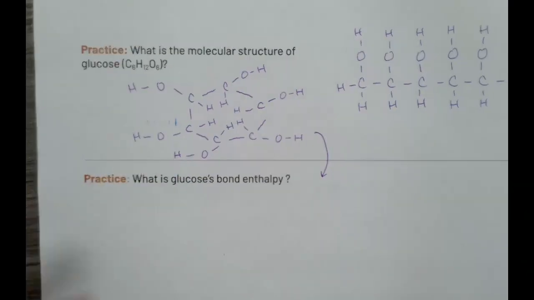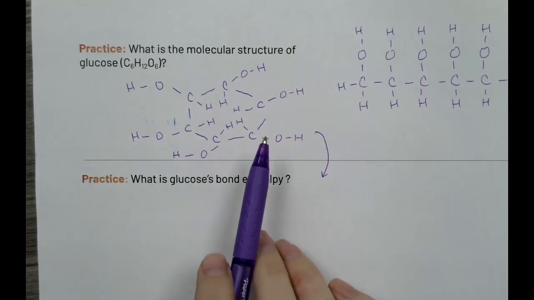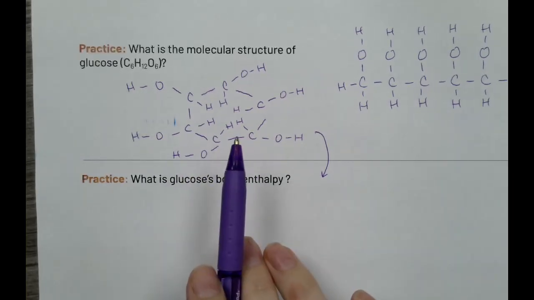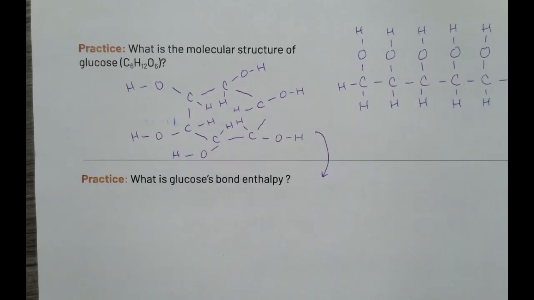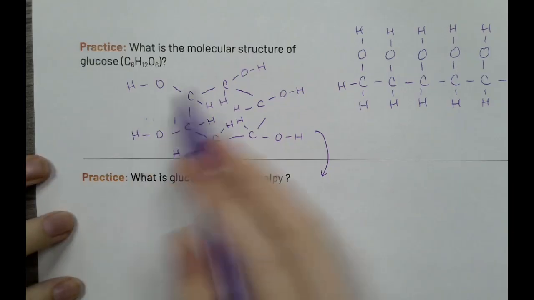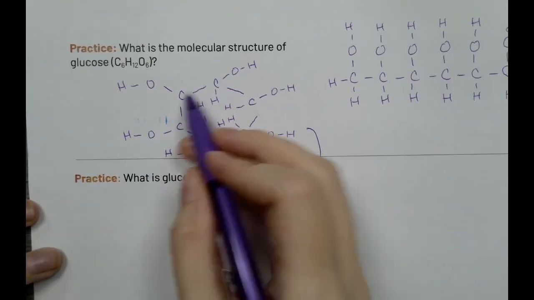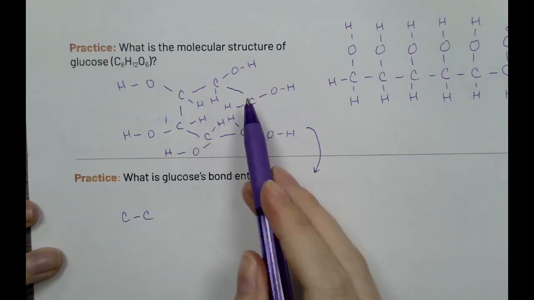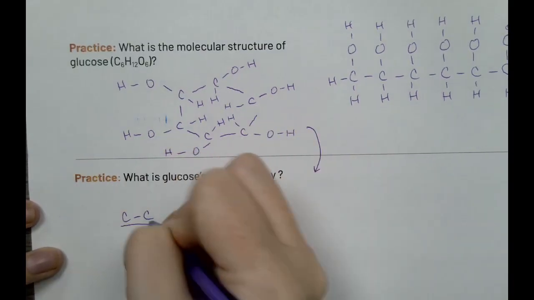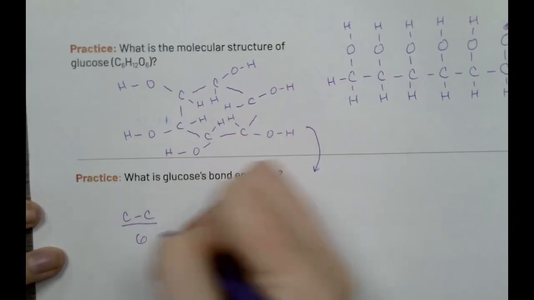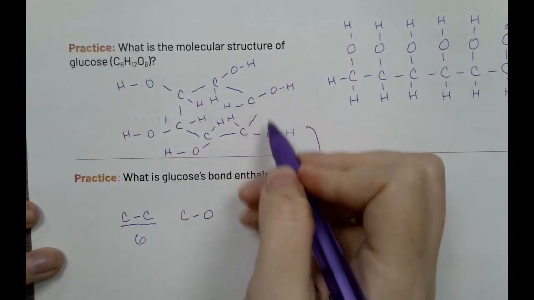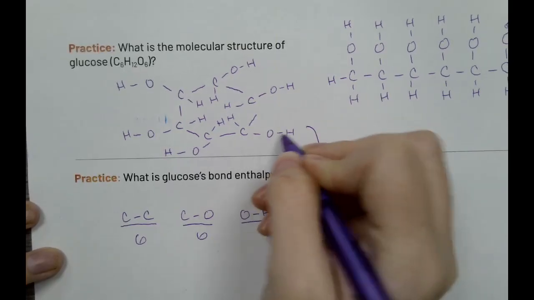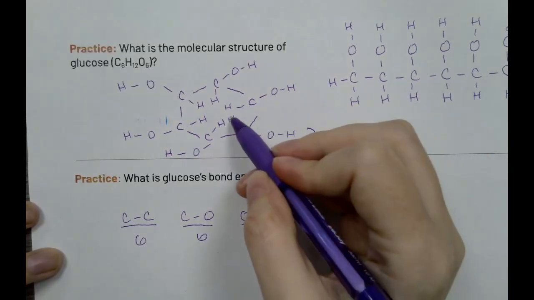So how do I figure out bond enthalpy? Well, remember, bond enthalpy is just how much energy would you release if you built all these bonds, or how much energy would it take if you needed to break all those bonds. So we just need to first figure out what kind of bonds we have. We've got carbon to carbon. That's one kind of bond. We've also got carbon to oxygen. First, let's see, how many carbon to carbon bonds do we have? Looks like 6. How many carbon to oxygen bonds? 6. How many oxygen to hydrogen bonds? Oh, 6. And how many carbon to hydrogen bonds? Oh, that's 6.